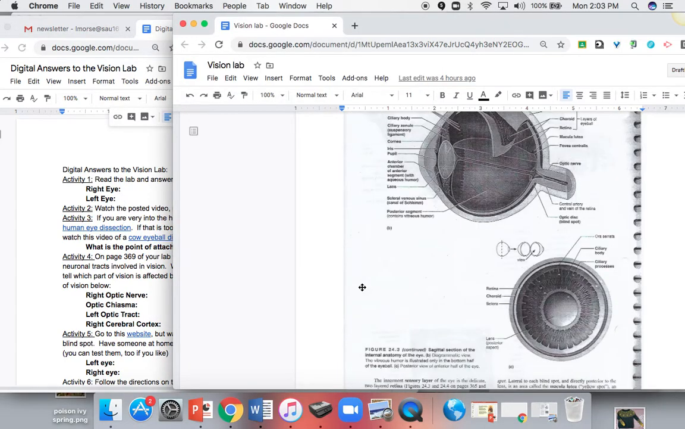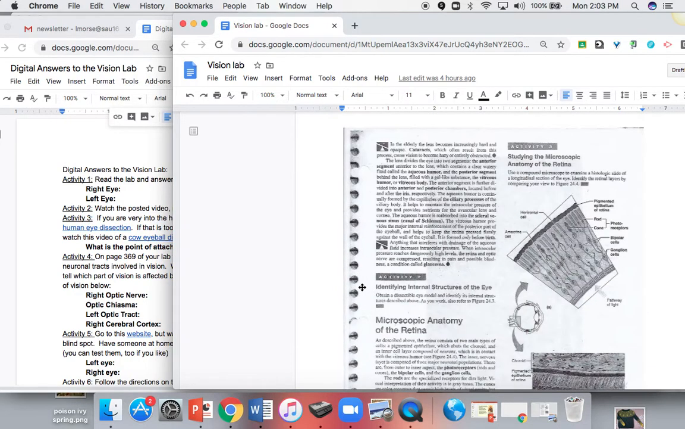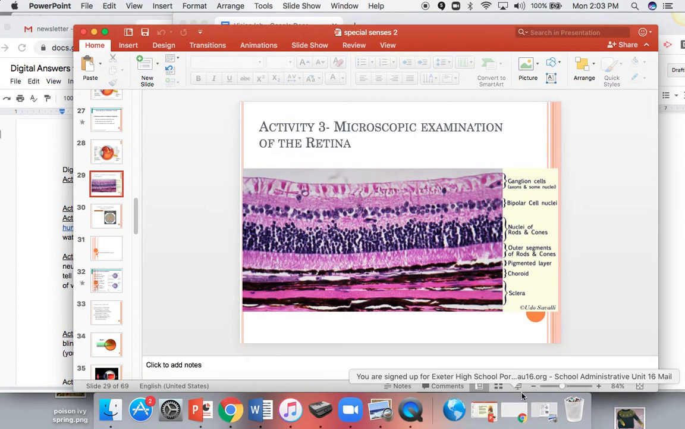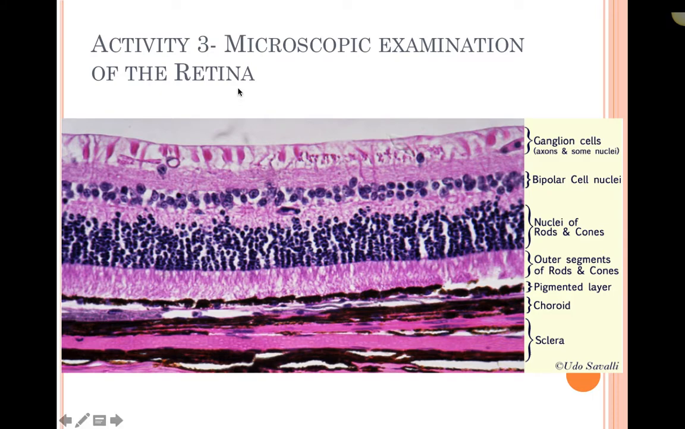All right, activity 2. Activity 2 is looking at the retina, so we're all going to look at the retina together. This is a H&E stain histology of the retina. The light is coming from the top to the bottom. So as you look at it, this is the sclera, the white part of the eye. This is the choroid, the part that has the blood vessels. This is the pigmented epithelium here. This is the outer segments of the rods and cones. These are the parts that depolarize when they get enough light. This is the nuclei of the rods and cones.